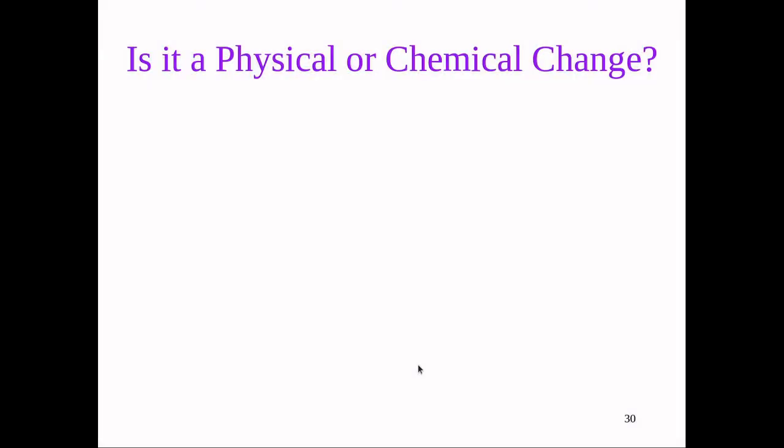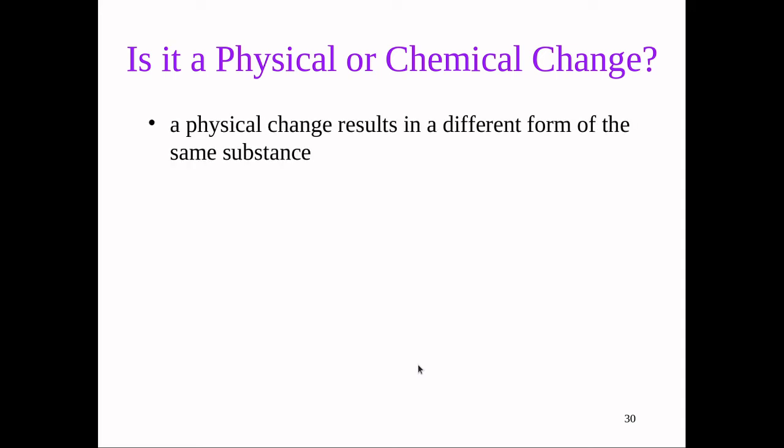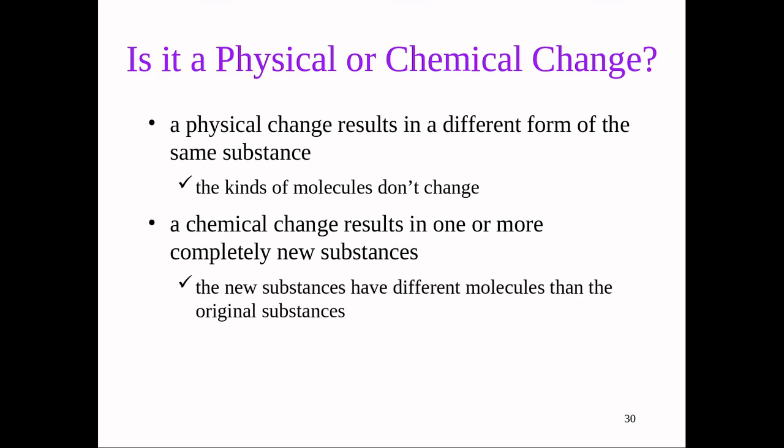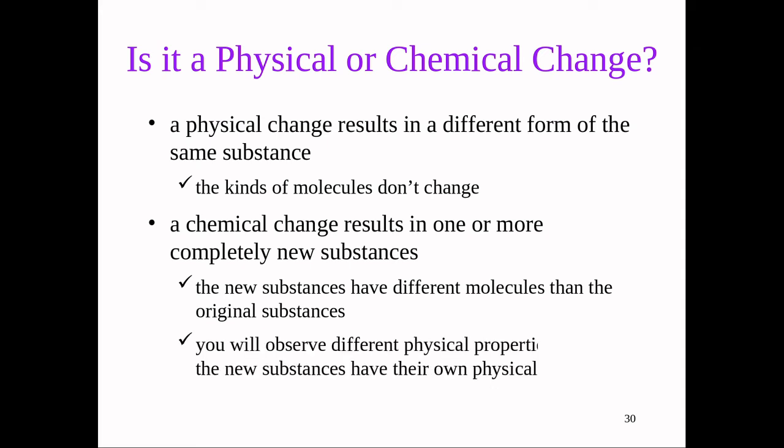Okay, so here's the big question. How do I know if it's a physical or chemical change? Let's go back over some of our key aspects of this. A physical change results in a different form of the same substance. The kinds of molecules will not change. A chemical change results in one or more completely new substances. The new substances will have different molecules than the original substances.